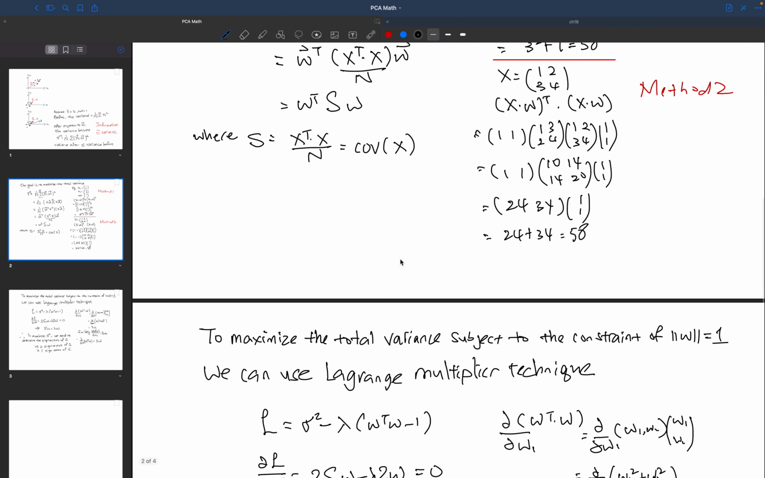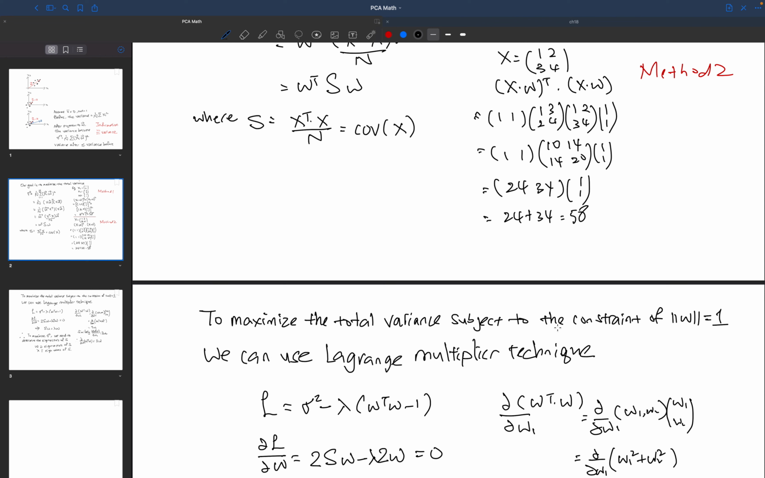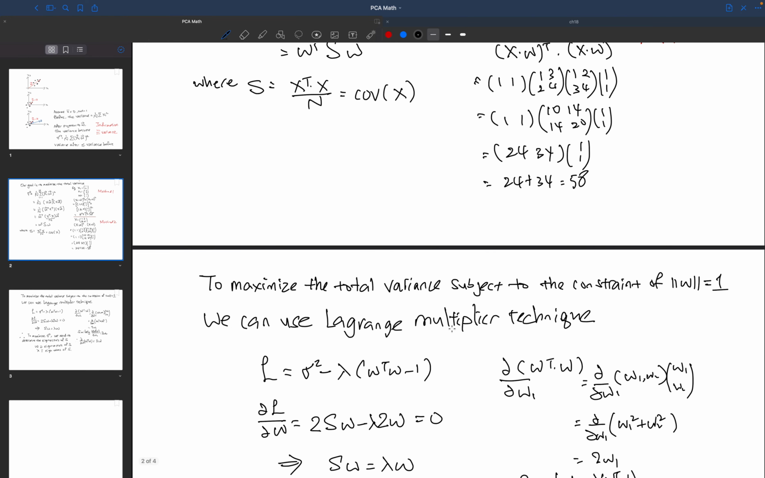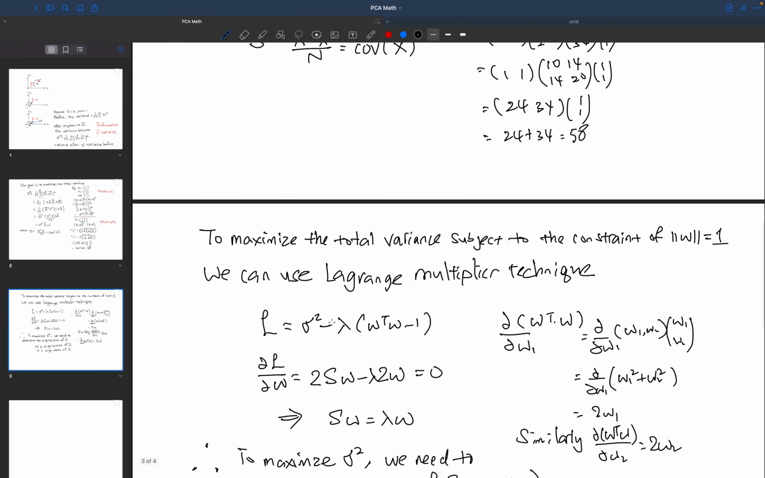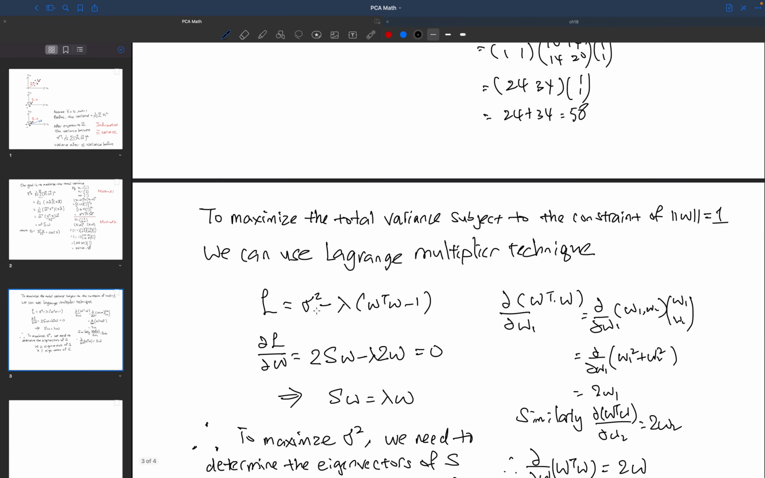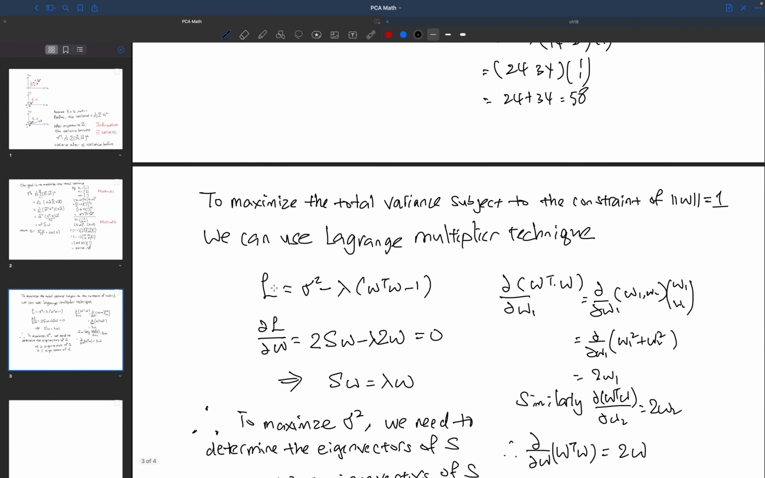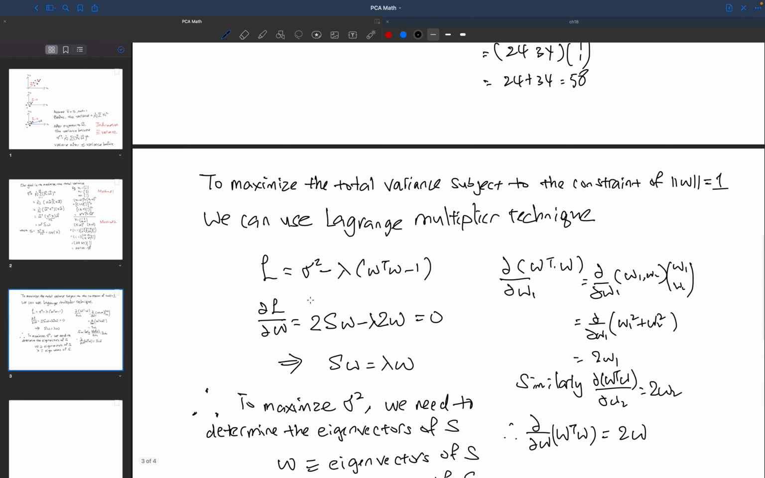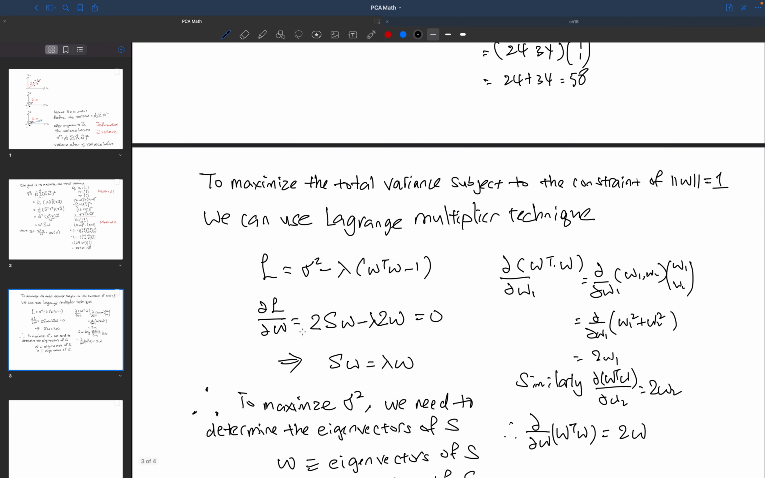Then in order to maximize the variance after the projection, subject to the constraint that the length of w is 1, we can use the Lagrange multiplier technique. So the variance minus the Lagrange multiplier multiplied with the constraint w transpose times w minus 1, and we take the differentiation of this whole function with respect to w, and we get this.